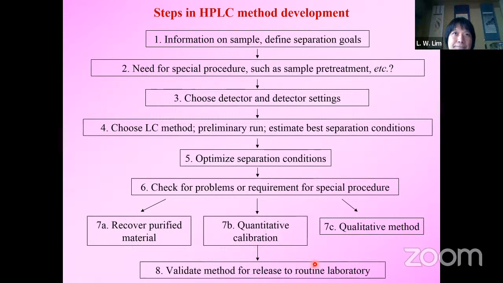Later on, I will introduce one technique that we can use in HPLC. Later I will explain about that technique.